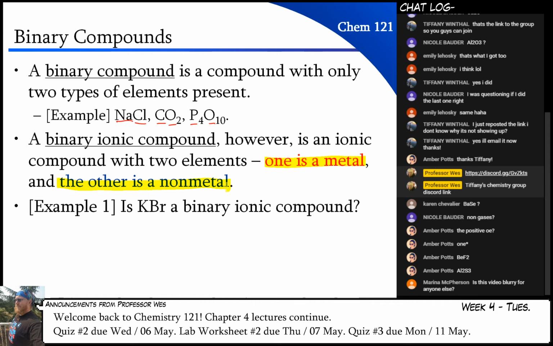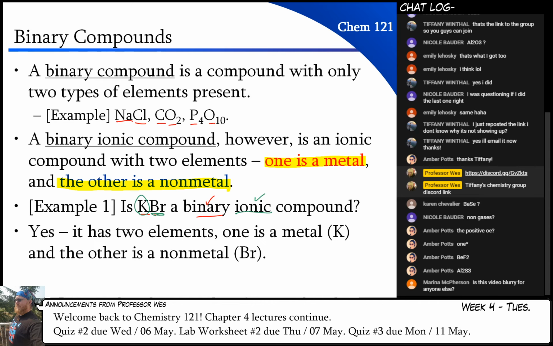So let's look at some of these examples. Is KBr both binary and ionic? Let's look to see if it's binary first. Does it have two elements or not two? There's a K and there's a Br, that's two, so it is binary. This checks out. The second thing to check is, is it ionic? Does it contain a metal? Here's my metal. Does it contain a nonmetal? Here's the nonmetal. This checks out too. So this is a binary ionic compound.